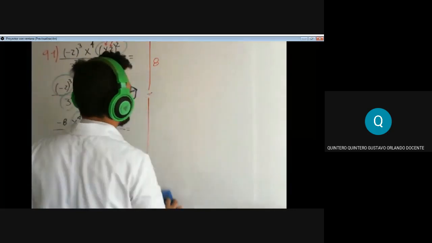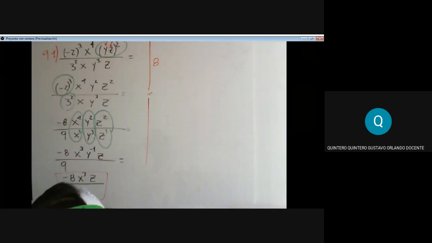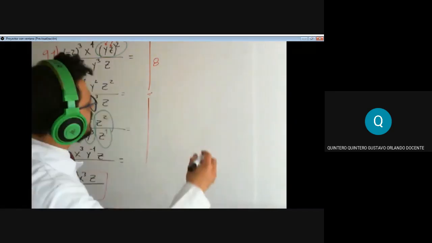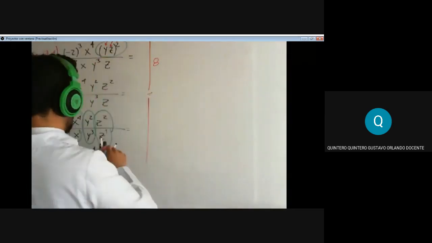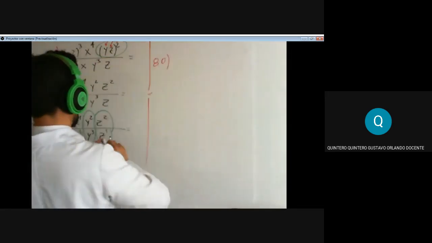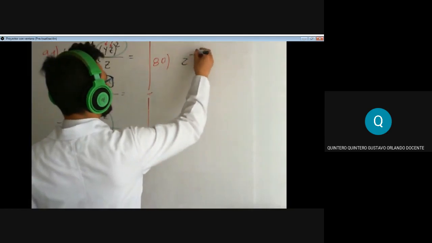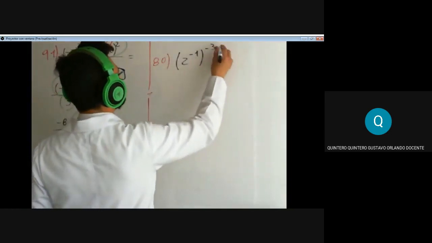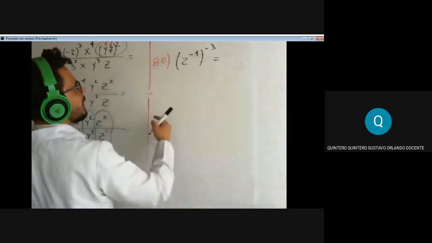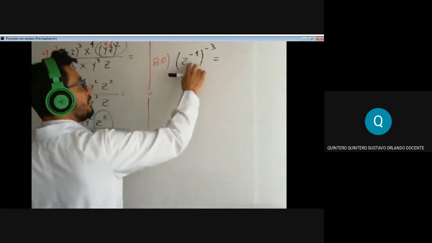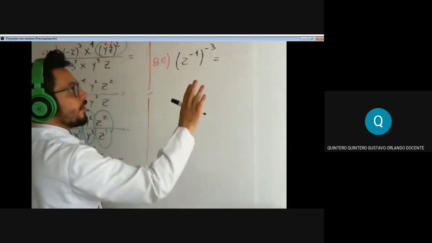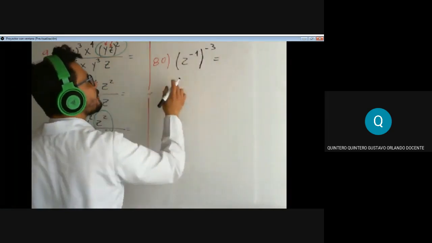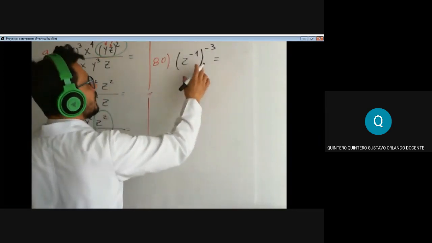The 80. Let me read the question 80. It says 2 to the negative 1, and all of that to the negative 3. This is absolutely simple. I'm going to do it real fast. Leave the exponents. Don't change them right now. Why? Because always attend first to the parentheses.